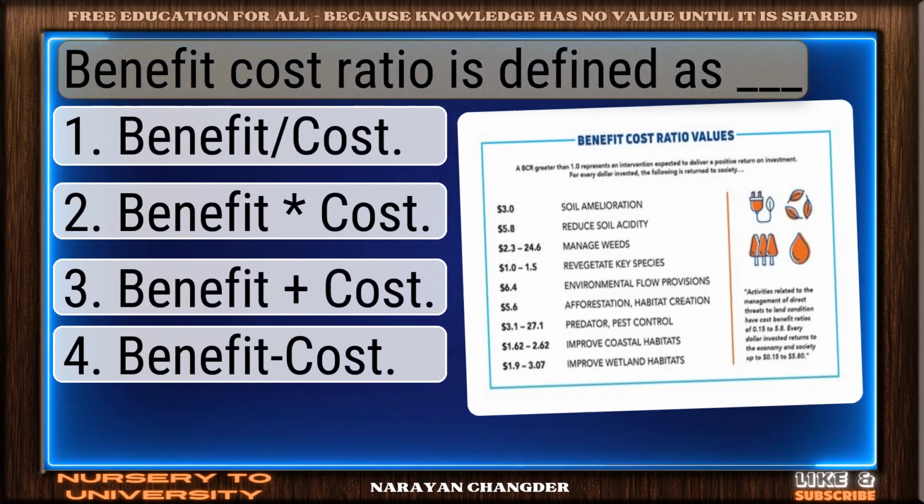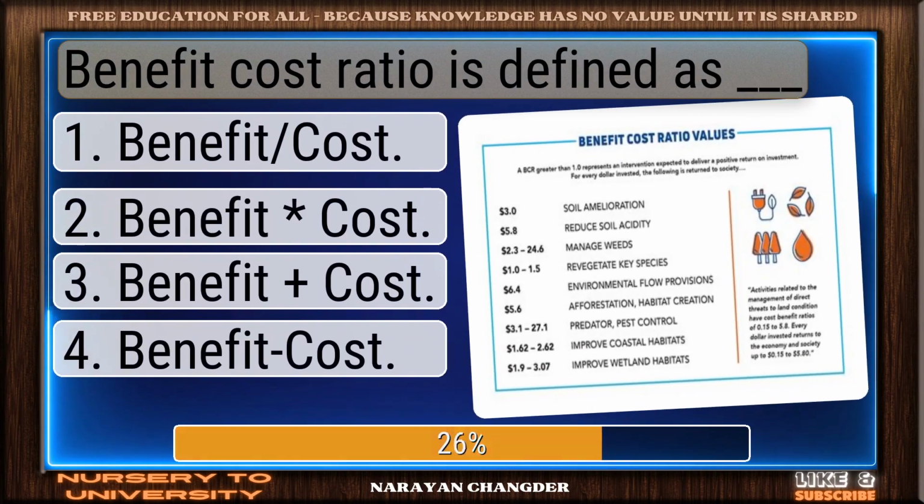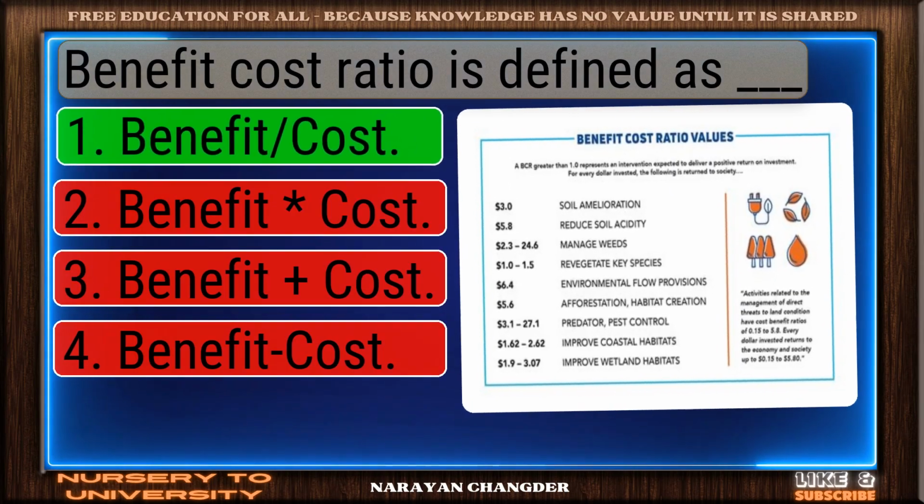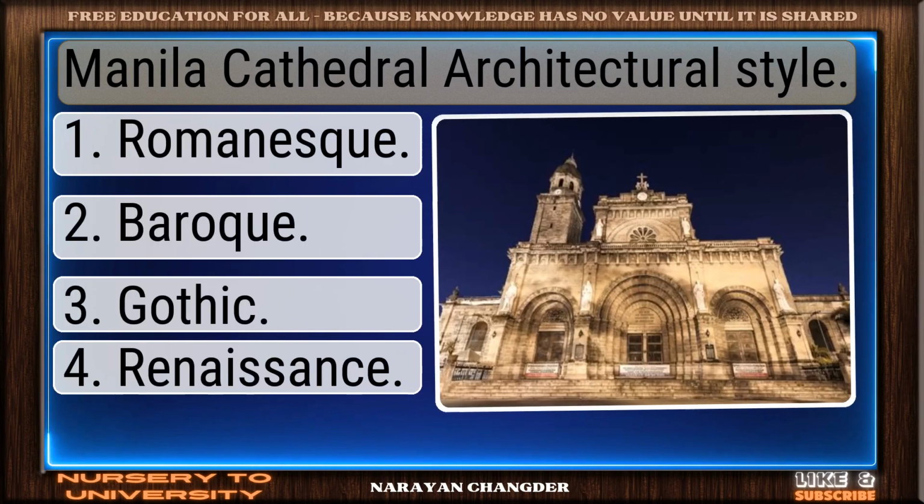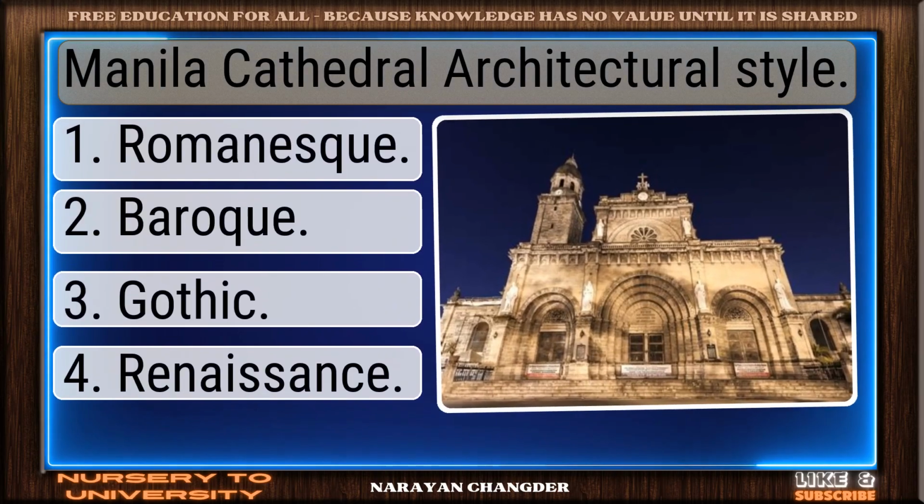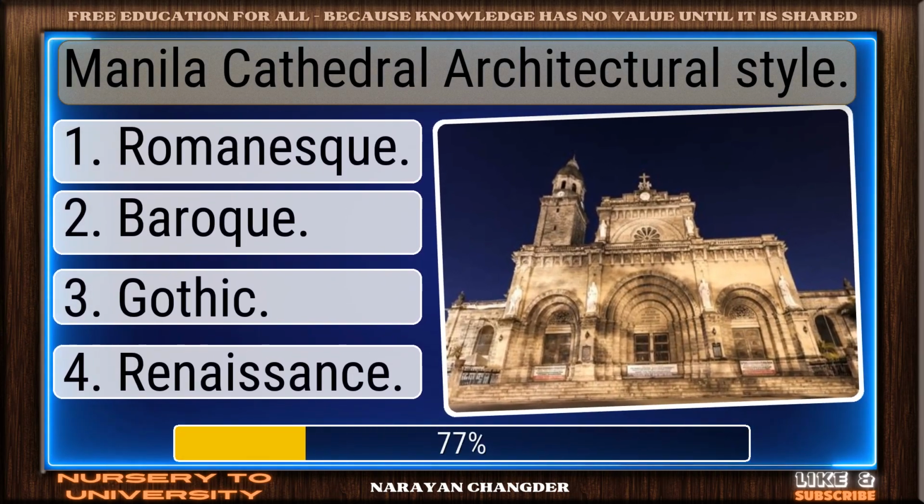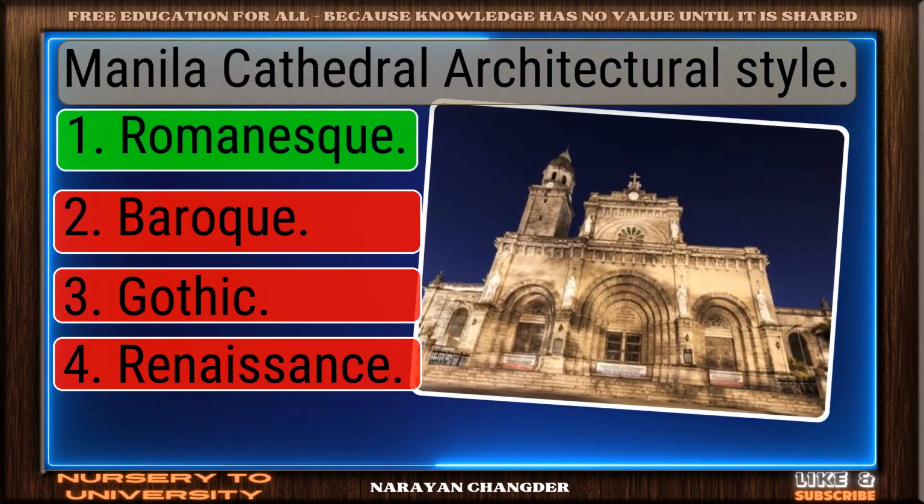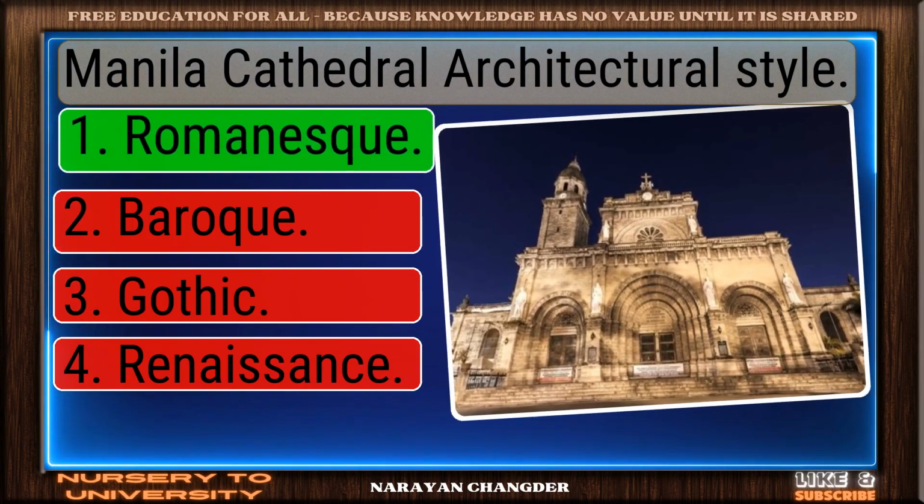Benefit cost ratio is defined as dash. On track. Benefit cost is the correct answer. Manila Cathedral architectural style. Correct response. Romanesque is the most accurate answer.